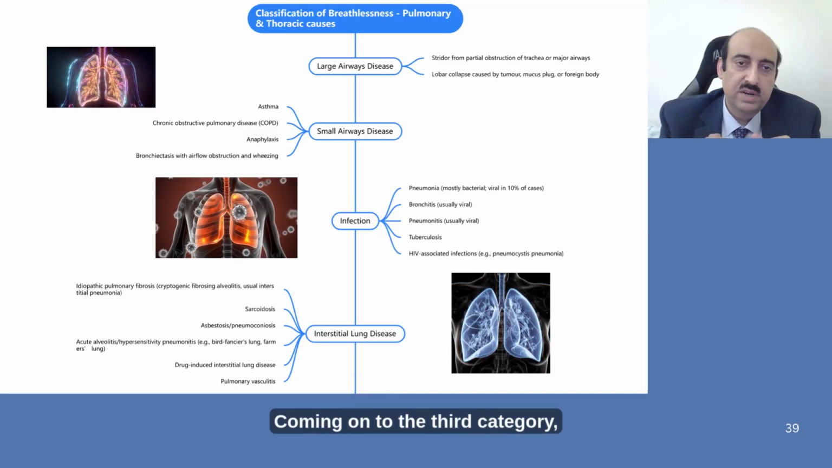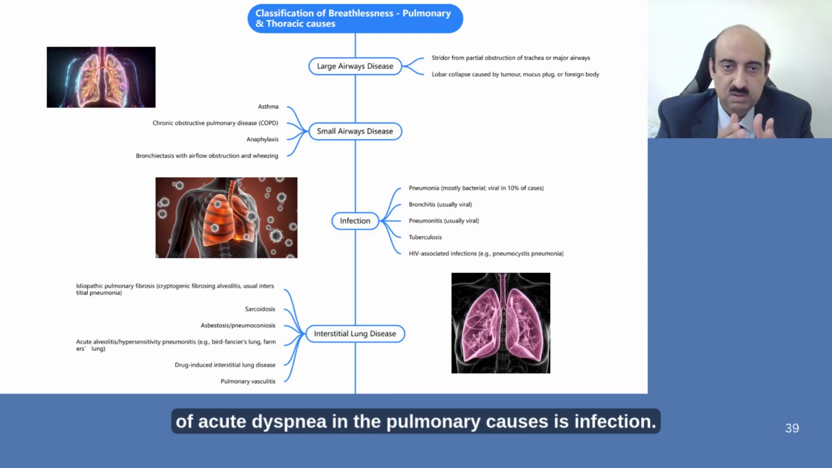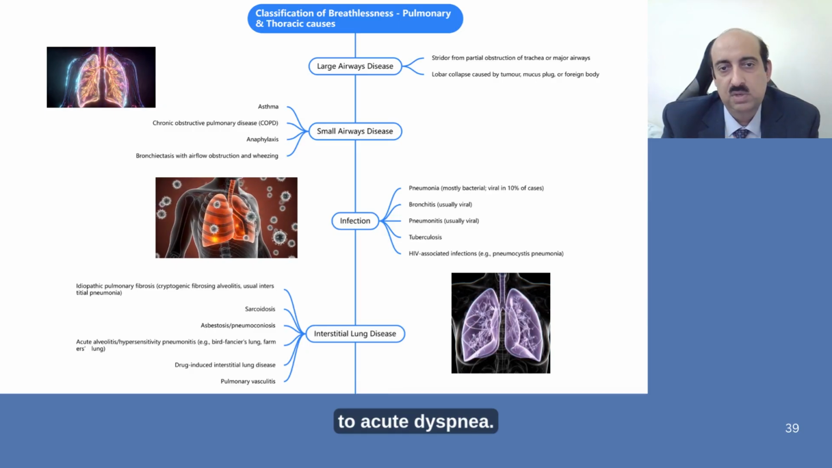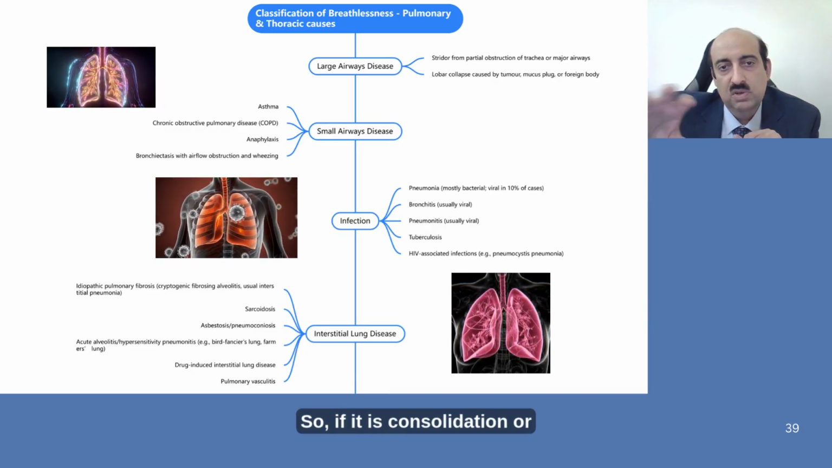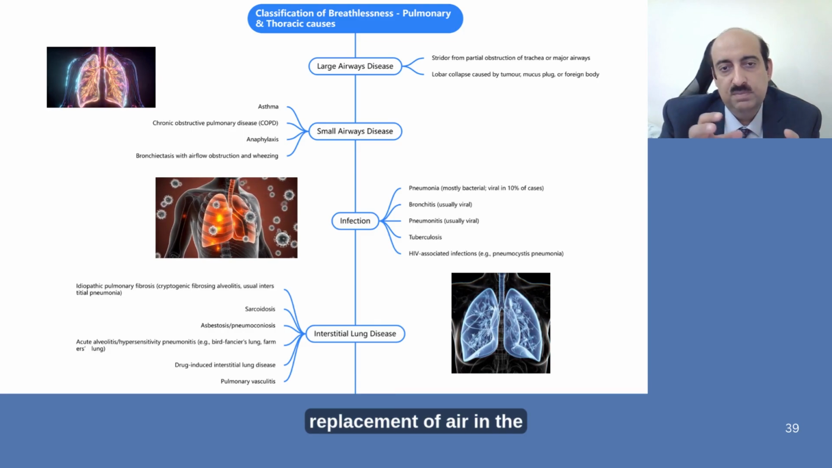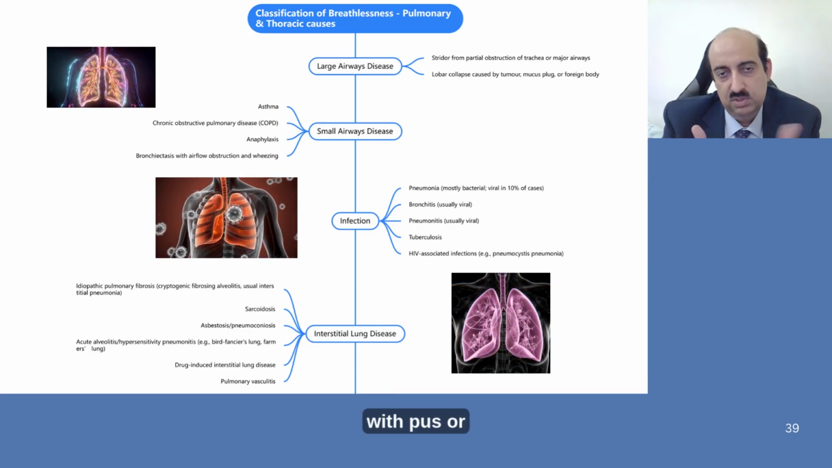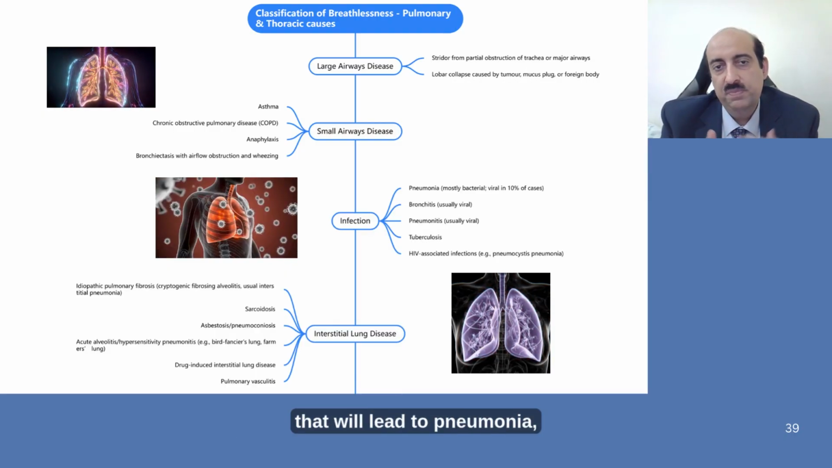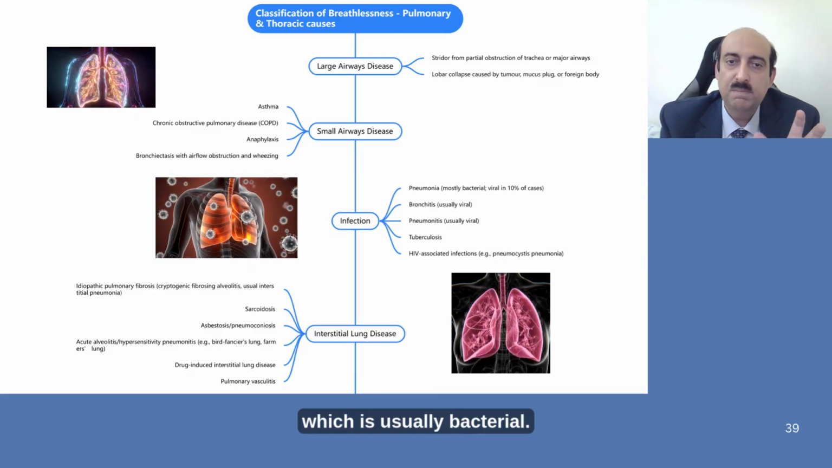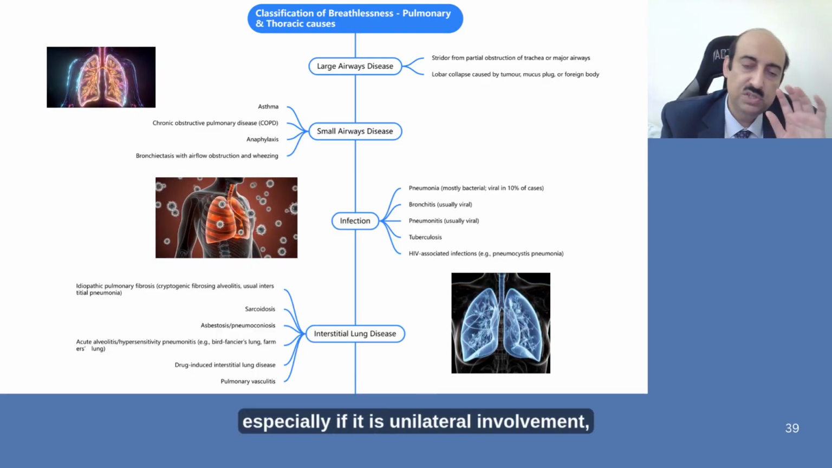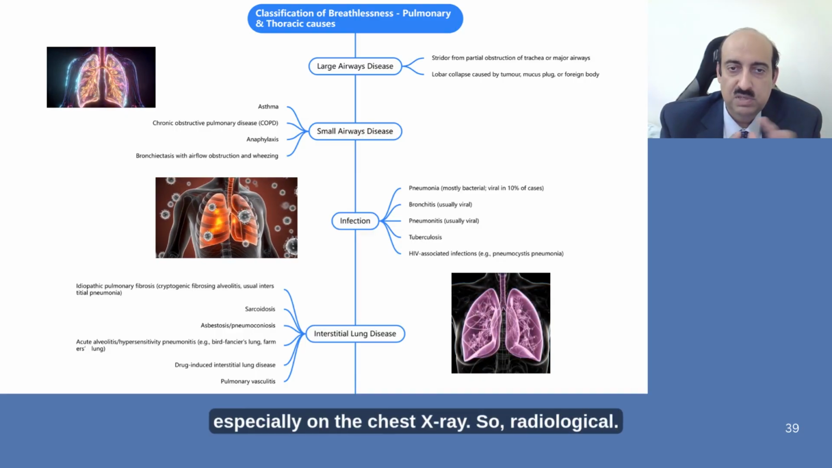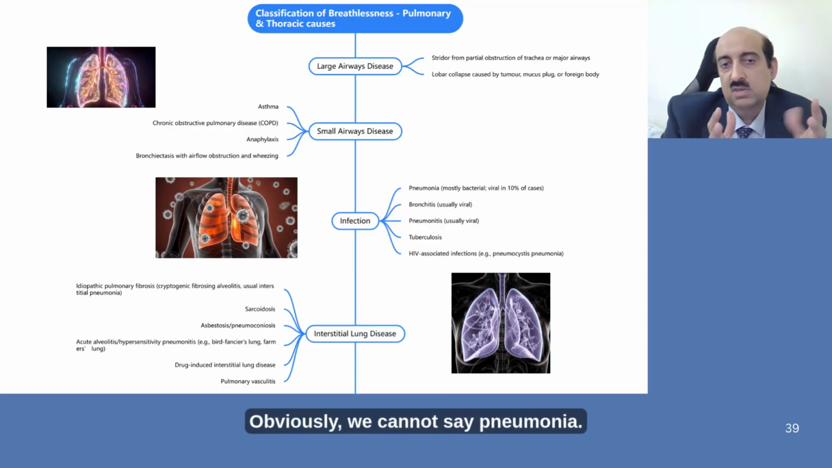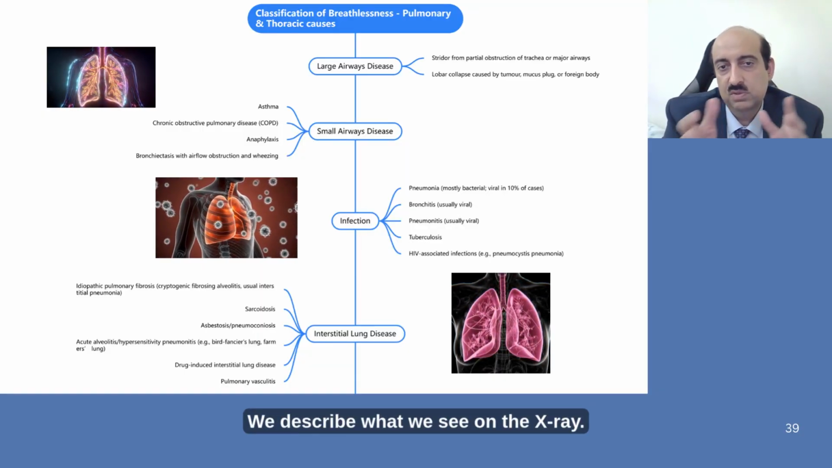Coming on to the third category of acute dyspnea in the pulmonary causes is infection. Infection of any part of the lung itself can lead to acute dyspnea. If there is consolidation, or replacement of air in the alveoli with pus or infectious or tenacious material, that will lead to pneumonia, which is usually bacterial. However, especially if it's unilateral involvement, we need radiological confirmation of the airspace opacification on the chest x-ray. Obviously, we cannot say pneumonia; we describe what we see on the x-ray.